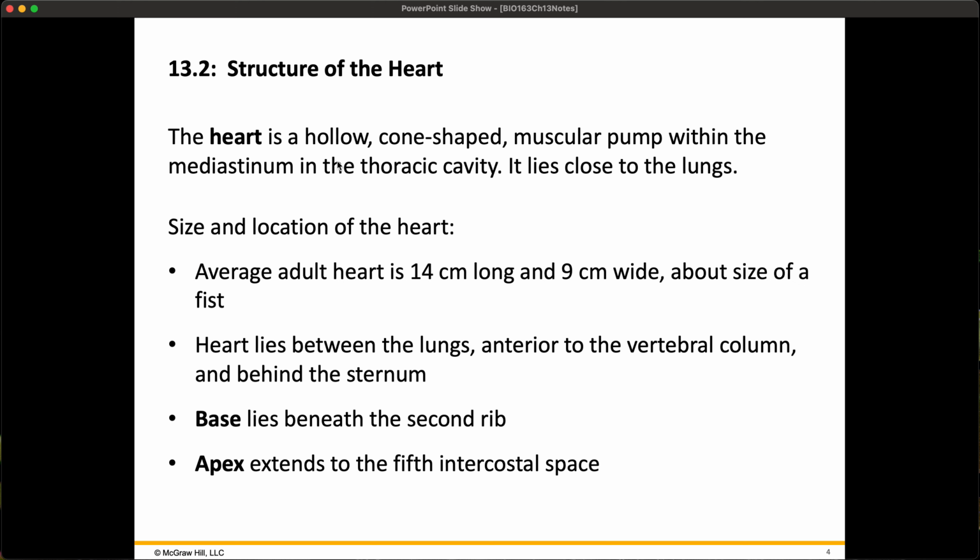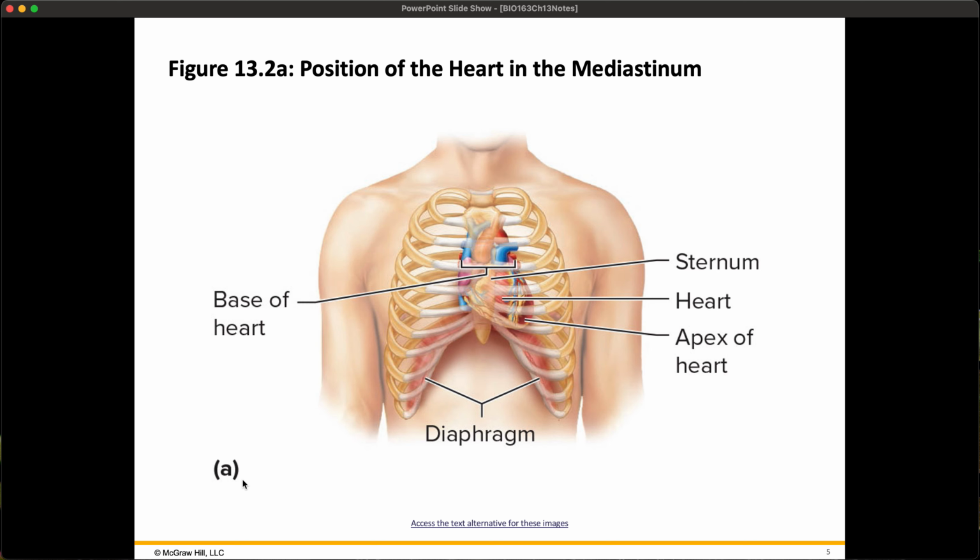So the heart is a hollow cone-shaped cavity. It's right in the middle of the chest, in what we call the mediastinum, the cavity in which your heart is resting. It's about the size of a fist. It has a base, which is the back of it on the posterior side, and the apex is the point that sticks out into the left lung. There you can see that.